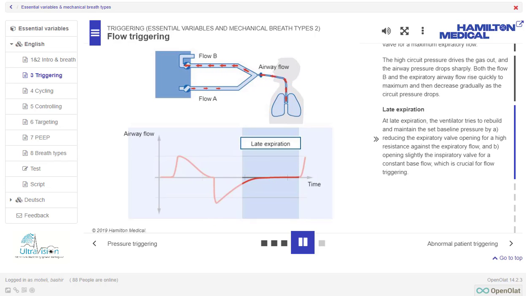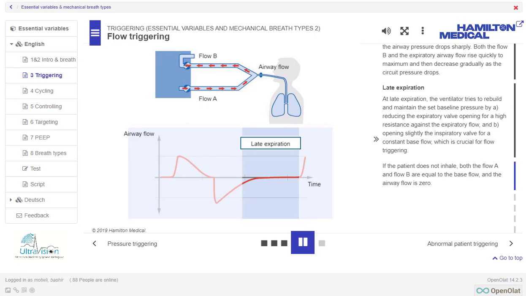Late expiration. At late expiration, the ventilator tries to rebuild and maintain the set baseline pressure by A, reducing the expiratory valve opening for a high resistance against the expiratory flow, and B, opening slightly the inspiratory valve for a constant base flow, which is crucial for flow triggering. If the patient does not inhale, both the flow A and flow B are equal to the base flow, and the airway flow is 0.